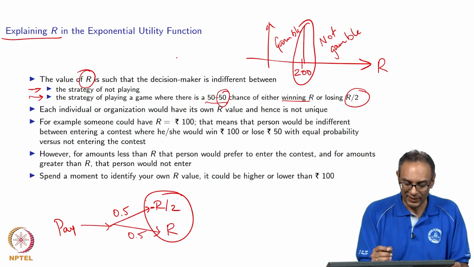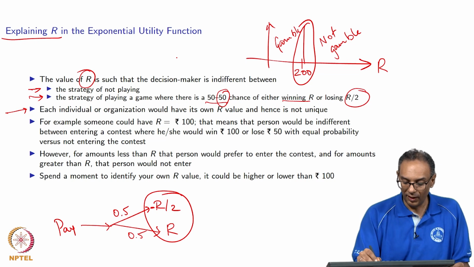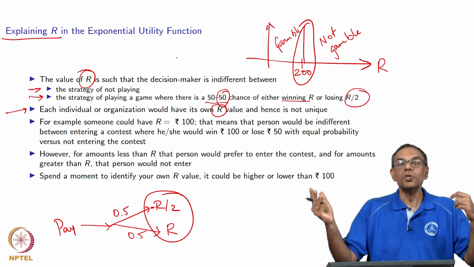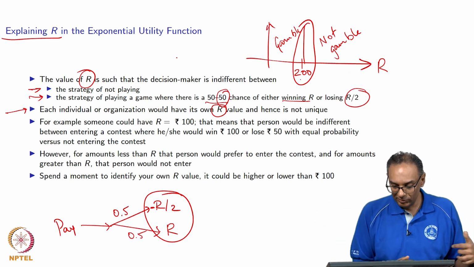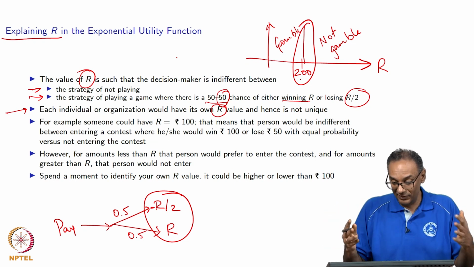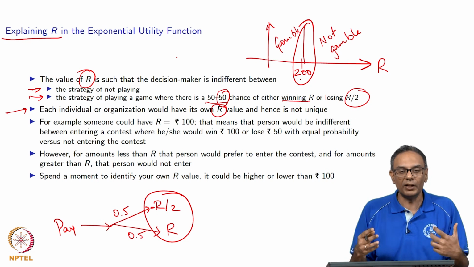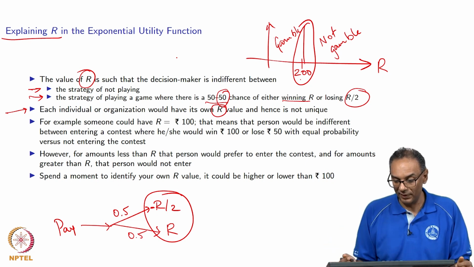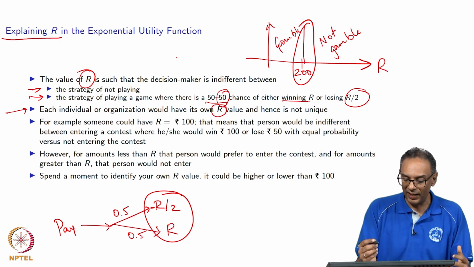So now let's look at this. Each person will have his or her own r value. Some of us who are very conservative will have a small r value. For us maybe it will be 10 or 20. Some of us who are not just conservative but also have a lot of money, 2,000 rupees may not be a whole lot of money. Maybe 20,000 is reasonable for that person. So each individual has a different value for this r.